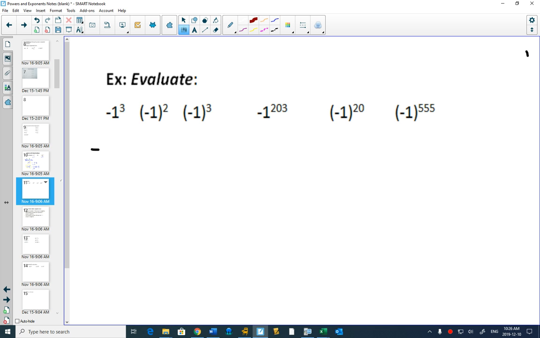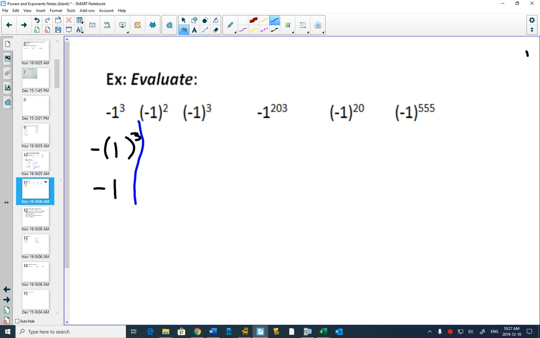So you might even want to rewrite that with that negative out in front. You don't need to do that step. But this would mean you do 1 cubed first. What is 1 times 1 times 1? Yeah, I caught you there, didn't I? So 1 times 1 times 1 is 1. You still have the negative out in front. The first one is -1. The second one, the negative is inside the brackets.